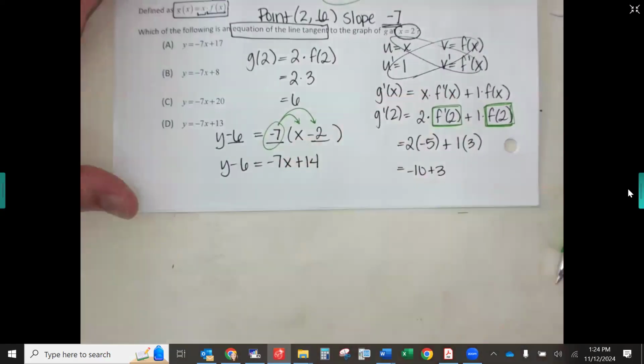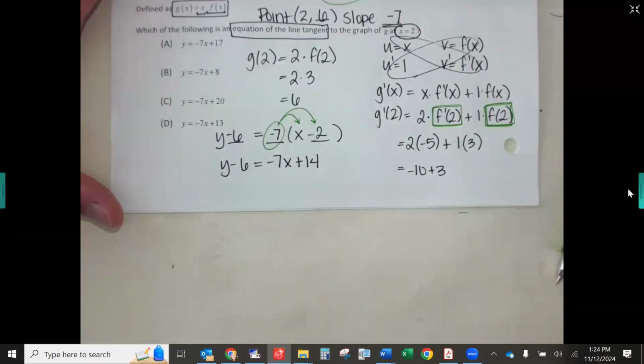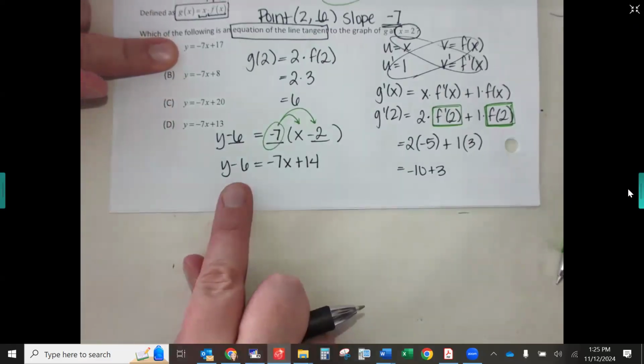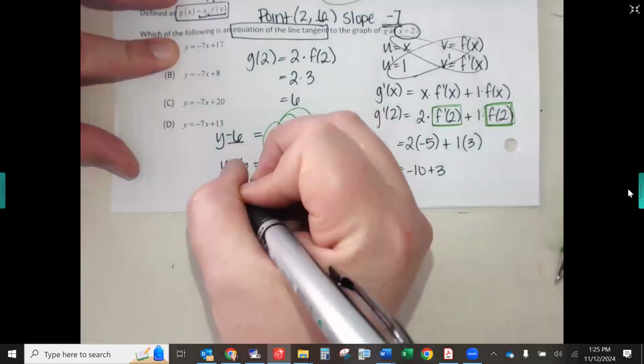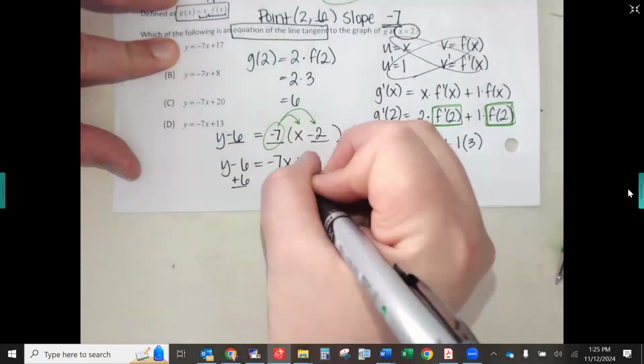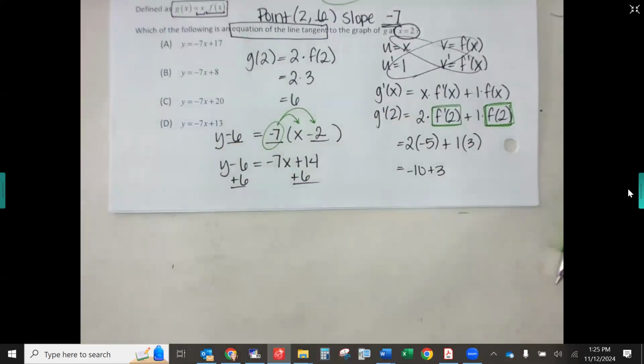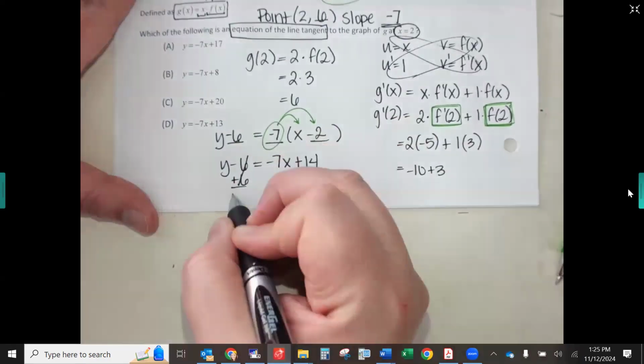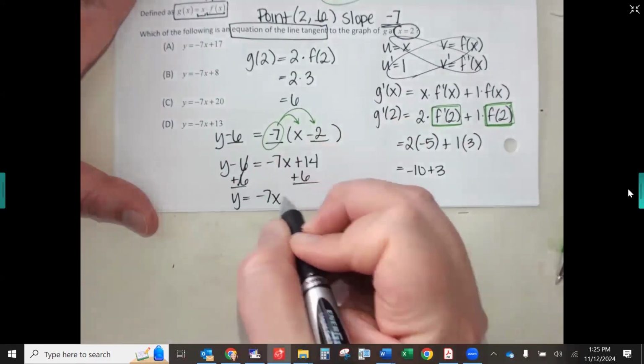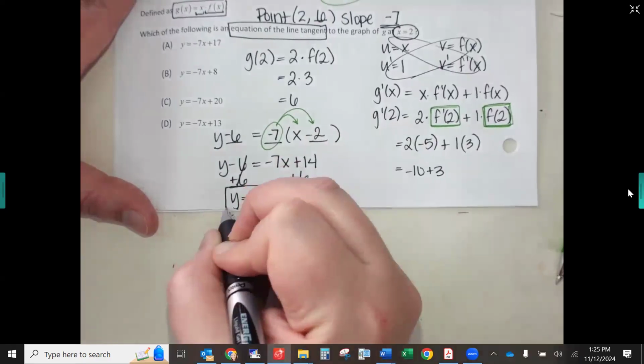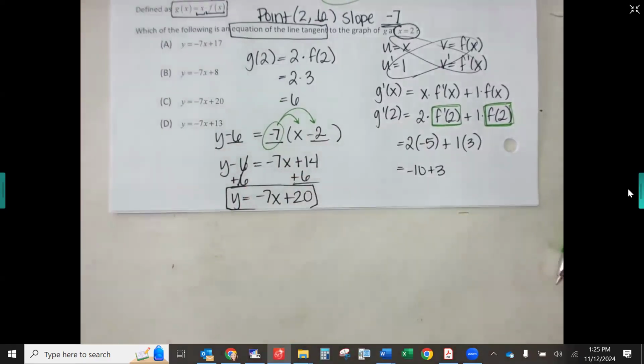Plus 14. And then last step, I want y equals, what do I need to do to get rid of this minus 6? Add it across. So I'm going to have y equals negative 7x plus, it'd be 14 plus 6 would be 20.